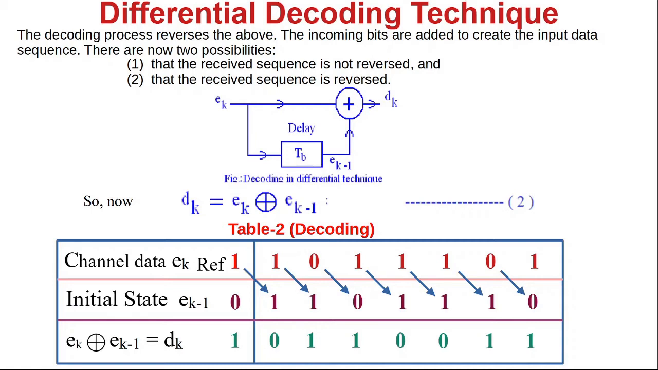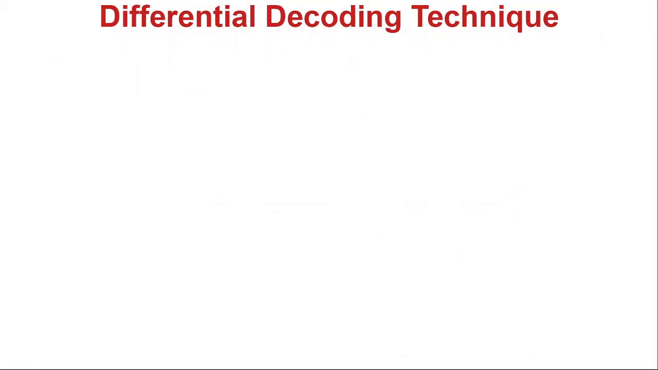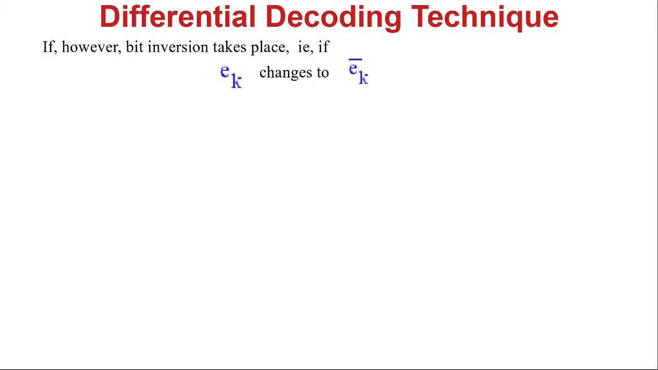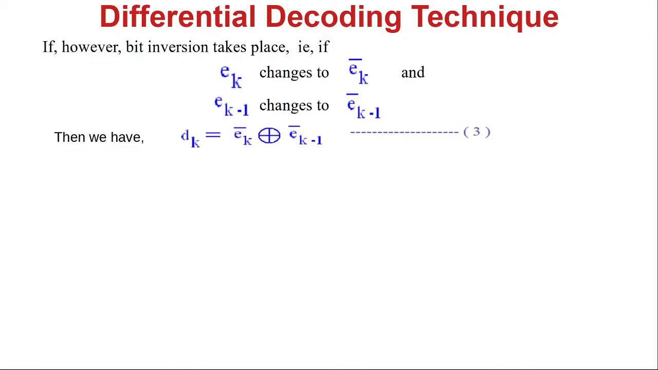Now let us consider the case when the inversion takes place. If ek changes to ek bar and ek minus 1 changes to ek minus 1 bar, then we have dk is equal to ek bar exclusive or ek minus 1 bar. Now let's see what happens in table 3.